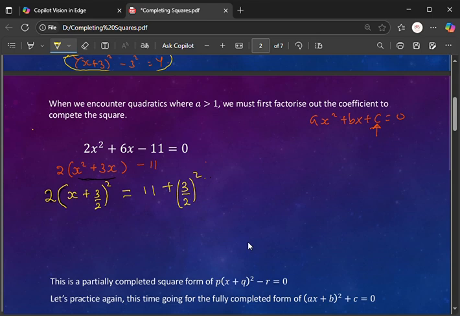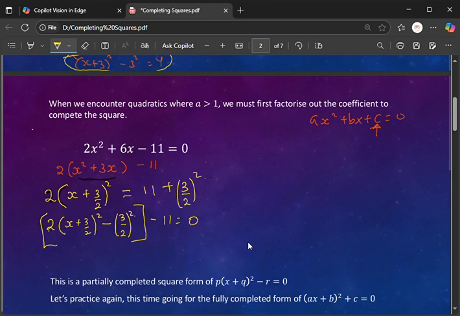So now we have 2 into x plus 3 over 2, this is squared. We can now bring this other 3 over 2 to be a minus. This is also squared. Remember, the 2 outside the bracket is only multiplying the first one, and then this whole thing here will be subtracting 11 equals 0.